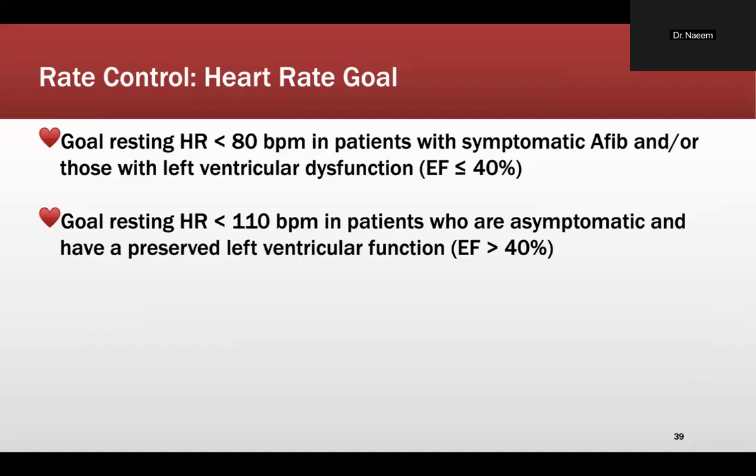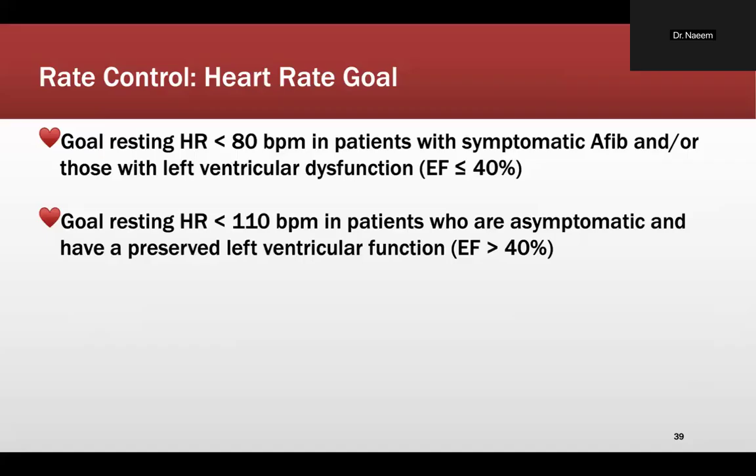And then with patients who are asymptomatic, and the key word there is and, both conditions have to be true, they have preserved left ventricular function, so an EF of greater than 40%. For those patients, we aim for a heart rate of less than 110. And again, this is evidence driven in terms of the outcomes that we see based on these heart rate goals. It's just more promising for us to aim for these particular goals. So that's kind of what drives this.